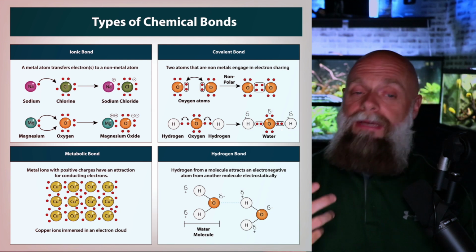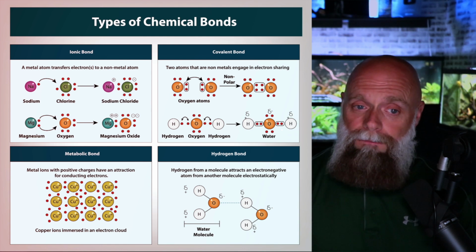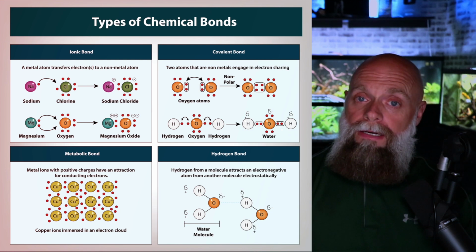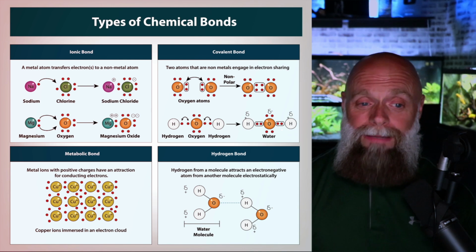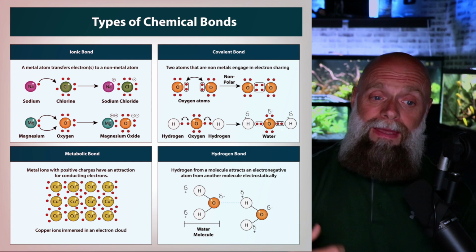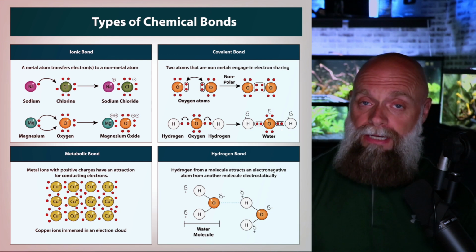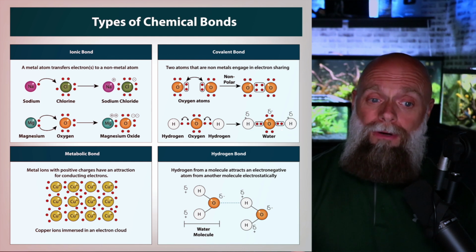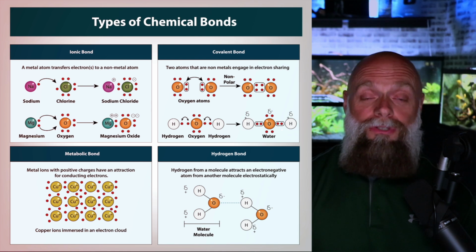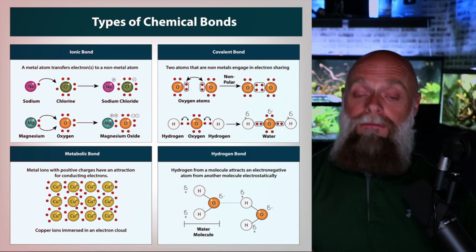One of the most common examples of an ionic bond is sodium and chloride to form sodium chloride. Sodium has one electron in its valence shell, its outermost shell. Chlorine has 7. So this is going to work out great. Chlorine, very electronegative.